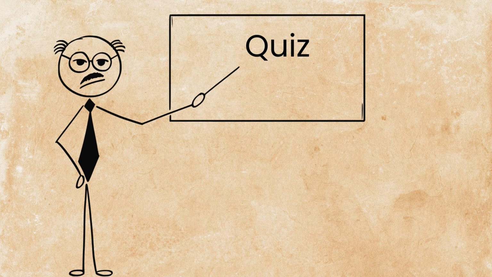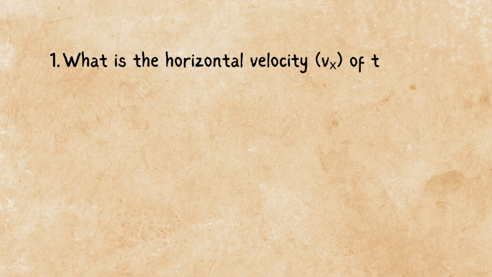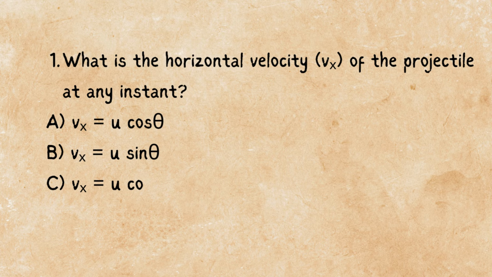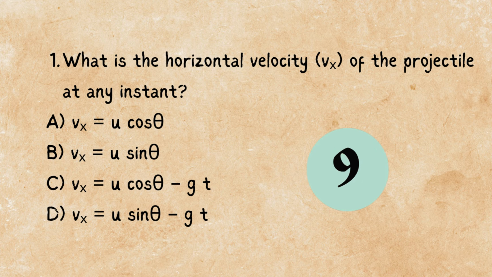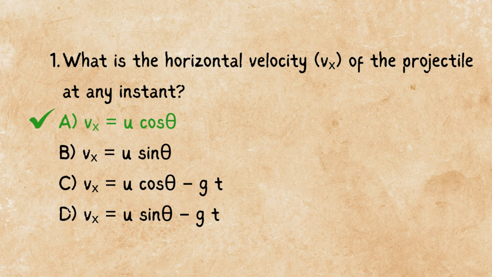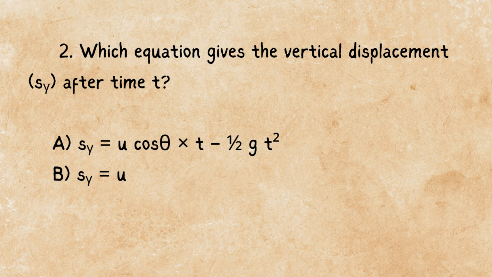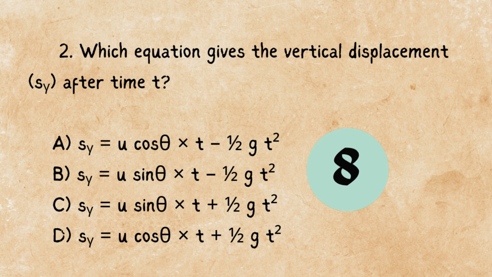Now it's your turn. A quick quiz. Only 2 questions. Question 1. What is the horizontal velocity at every moment? The answer is A. Question 2. What about vertical displacement? Which equation was it? The answer is B.